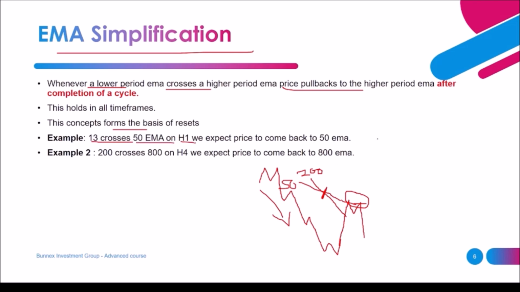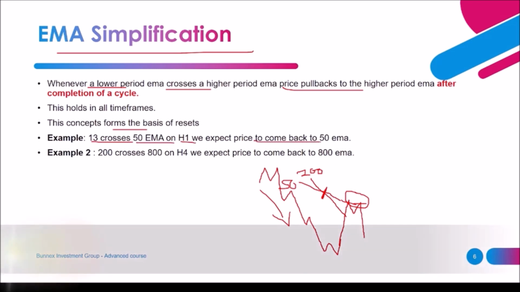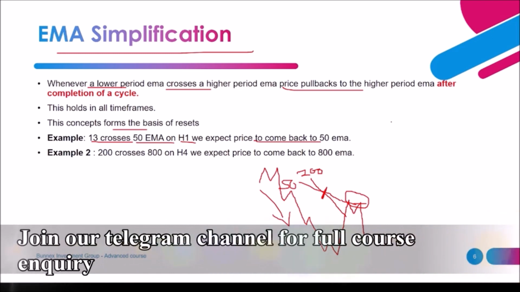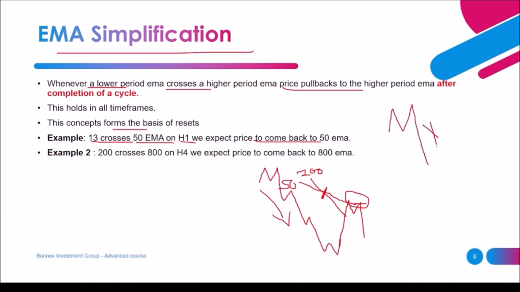the H1 time frame, we expect to see price come back to the 50 EMA. So usually this kind of crossover will occur after level 1 flow. So if we see a 13 and 50 EMA crossing each other, we expect to see the price come back to the 50 and give us a bounce to continue with our flow. Then example 2: if we see a 200 crossing an 800 on the H4 time frame, we expect to see price come back to the 800 EMA.